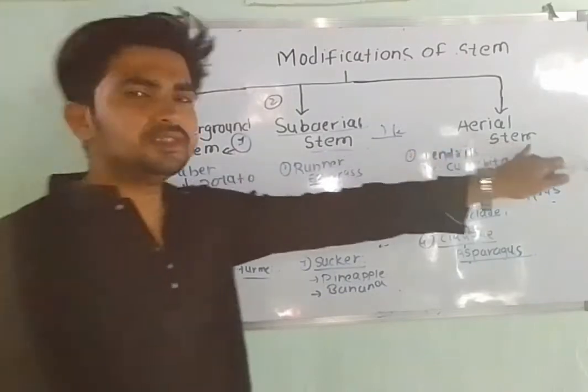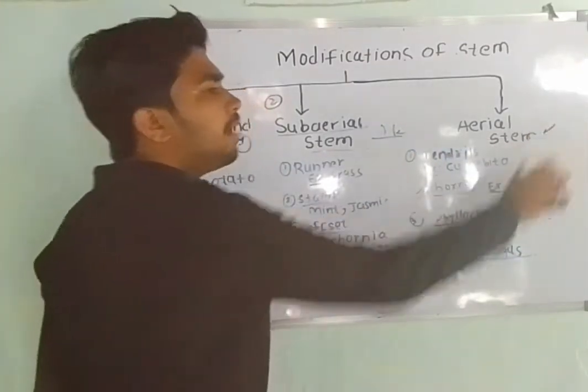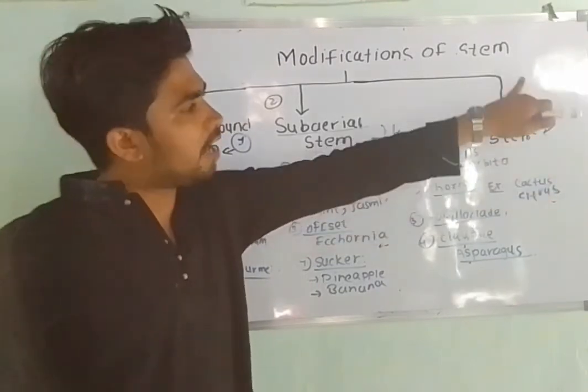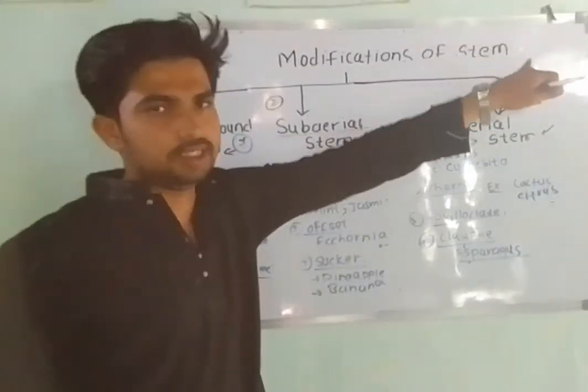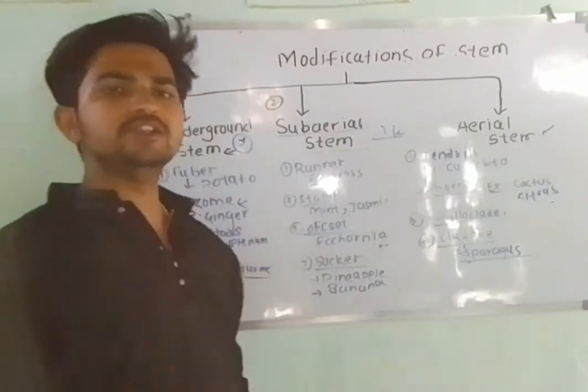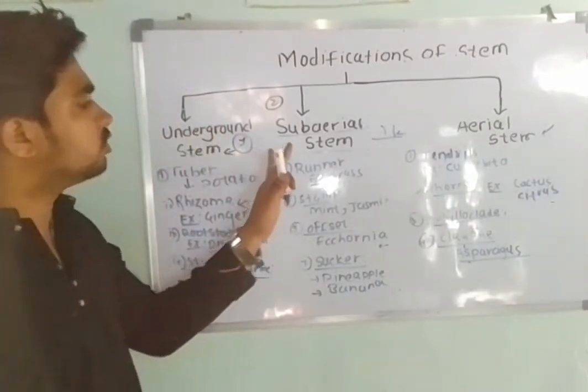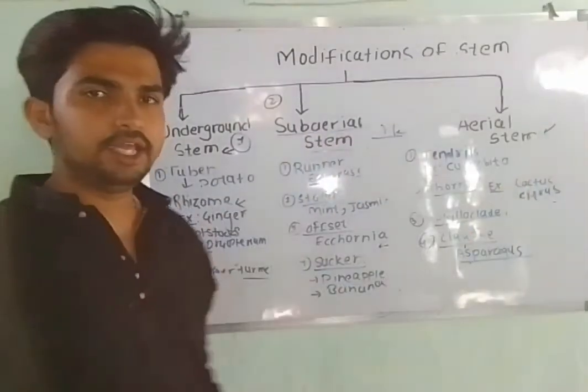The last one is the aerial stem. What is meant by aerial stem? The stem which is present high above the surface of the soil is known as the aerial stem. So be clear on this point: underground stem, subaerial stem and aerial stem.